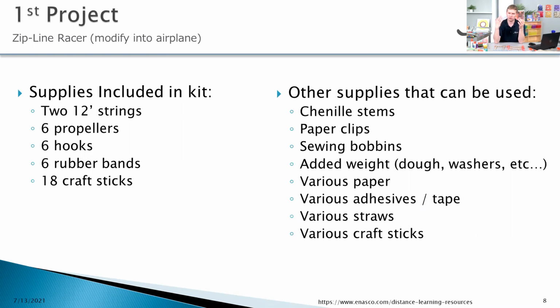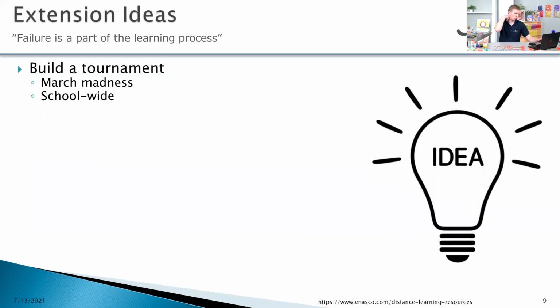You can, of course, use different adhesives and tape. I happened to use Aleene's Fast Grab Tacky Glue. That happened to work a little bit better than your traditional Elmer's glue. Elmer's glue is probably not going to be strong enough if you're going to try to glue the straws to the popsicle sticks. So think about that when you're choosing an adhesive for this project. And again, different craft sticks as well.